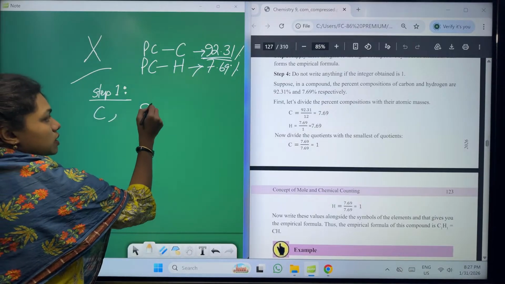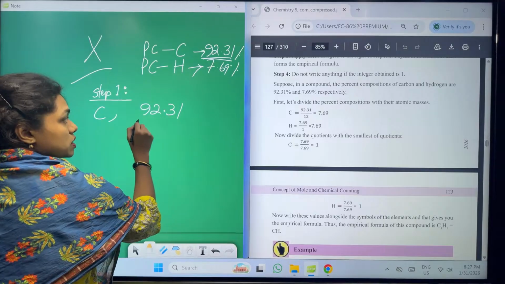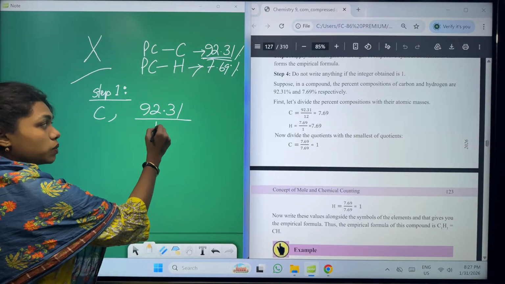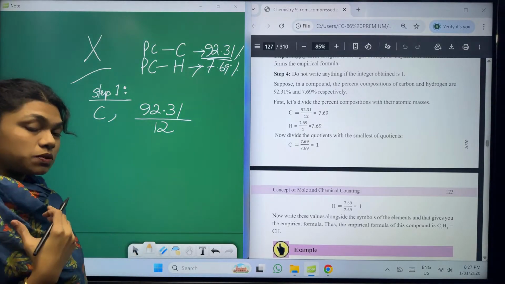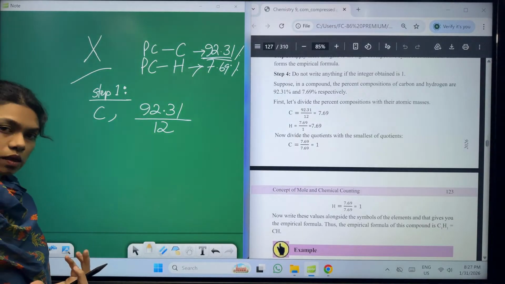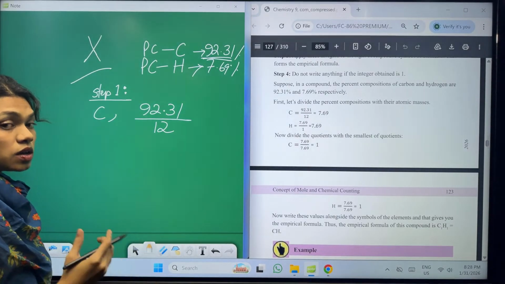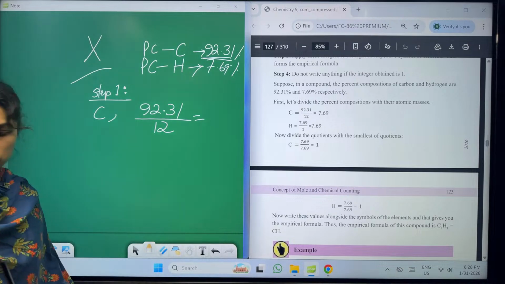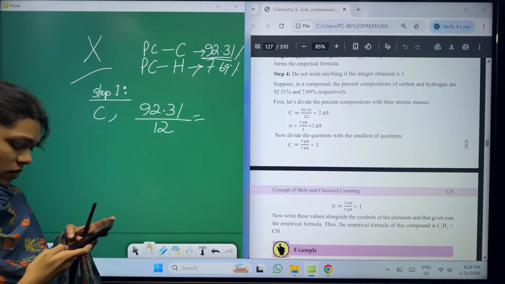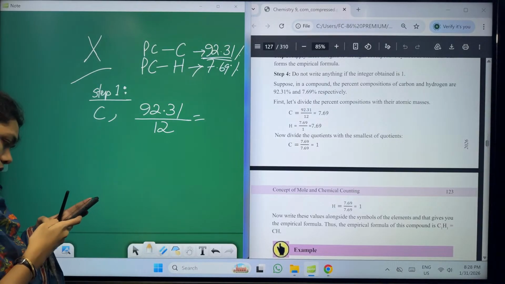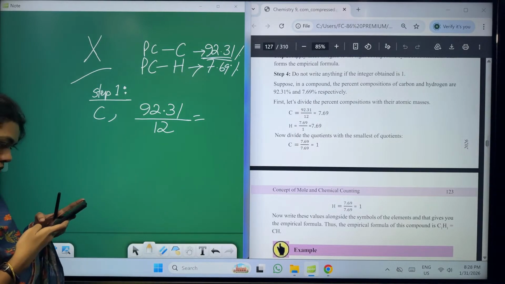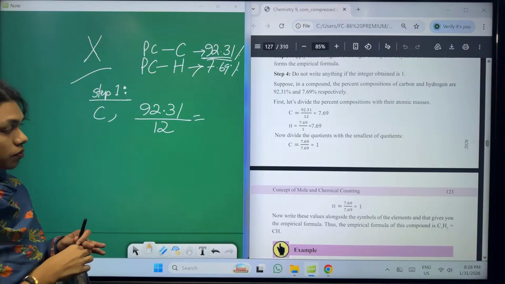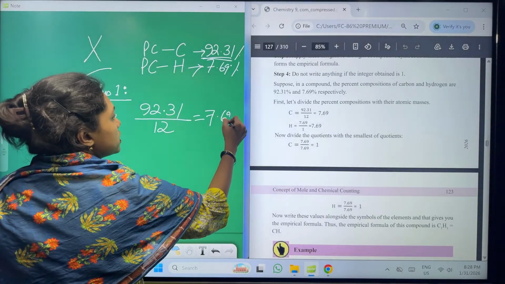For carbon, we are going to divide the magnitude of the percentage composition by the atomic mass of carbon. We know the atomic mass of carbon is 12. Where did we get that from? The periodic table. You need to keep a periodic table in front of you at all times whenever you're studying chemistry. Let's calculate it. That should give us 7.692.